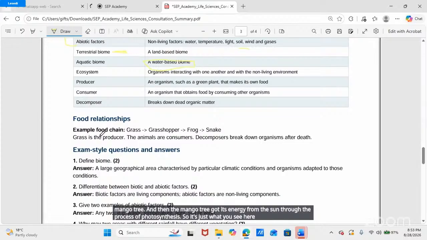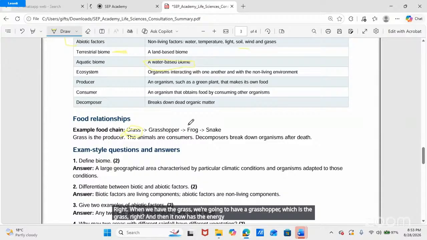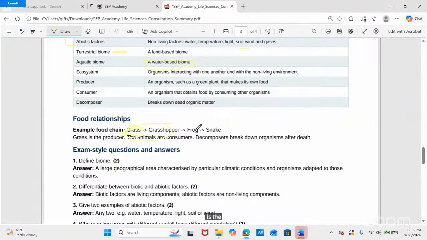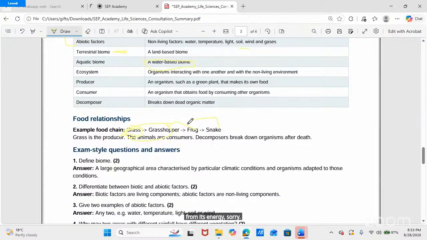So they're saying that we have the grass. When we have the grass, we have a grasshopper, which eats the grass, and it now has the energy it received from the grass. After that, the frog comes along and eats the grasshopper, and it now contains the energy from the grasshopper. Then a snake comes along to eat the frog. The frog got its energy from the grasshopper, and now the snake has its energy from the frog.